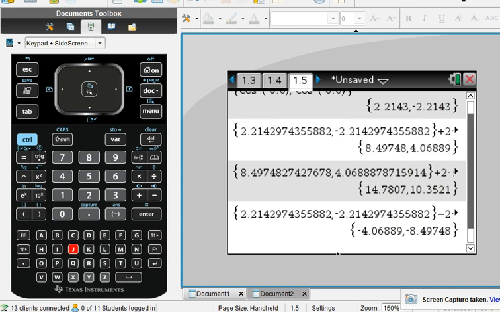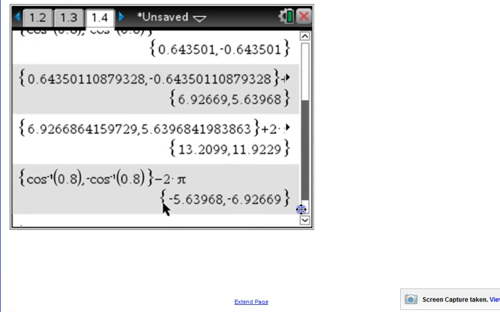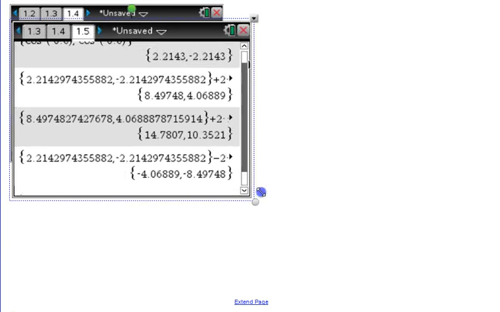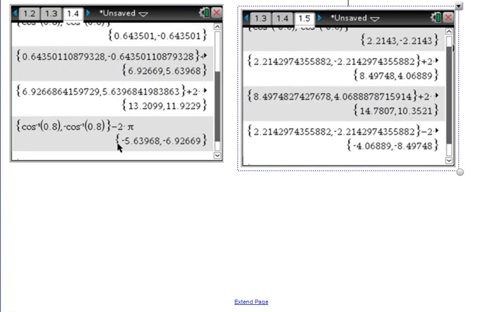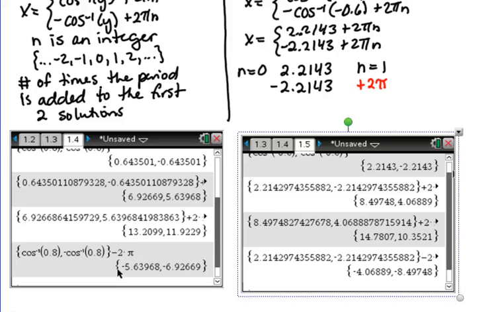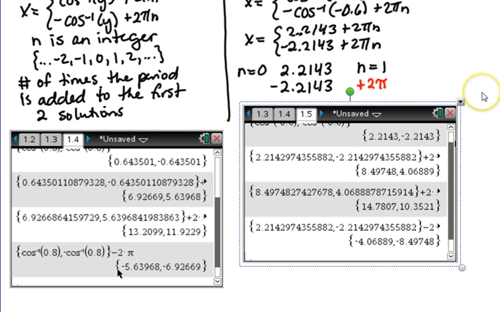Once again, I'm going to grab these and put them on here for reference. Grab this and shrink it down, and grab that and shrink it down. So these two are here for reference for notes purposes if you want to see them. Let me mark these on here. This is when n equals 0. Here's when I added 2 pi once, so n was 1. Here's when n is 2. And here's when n is negative 1, because that's when I subtracted 2 pi.